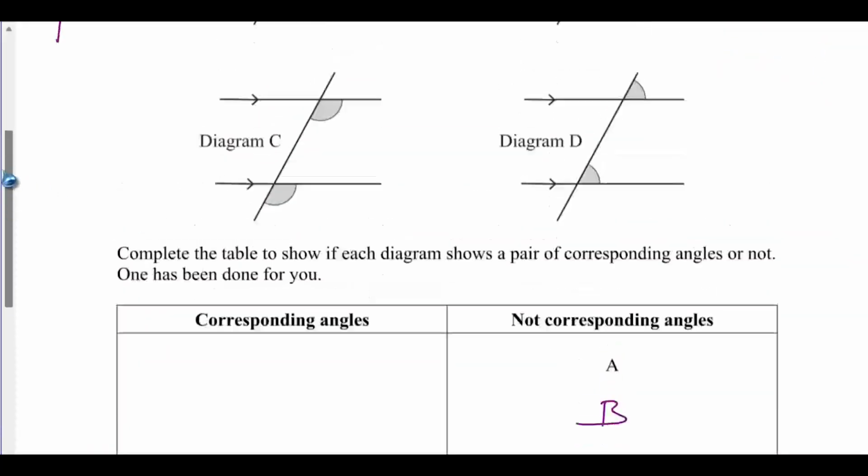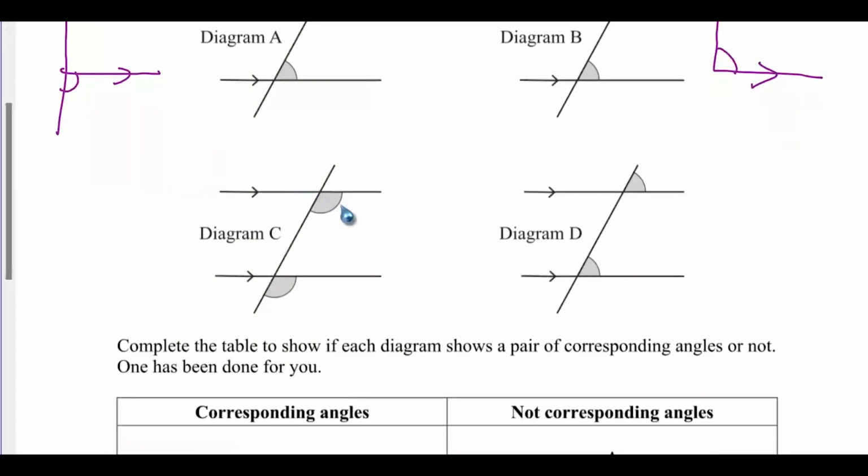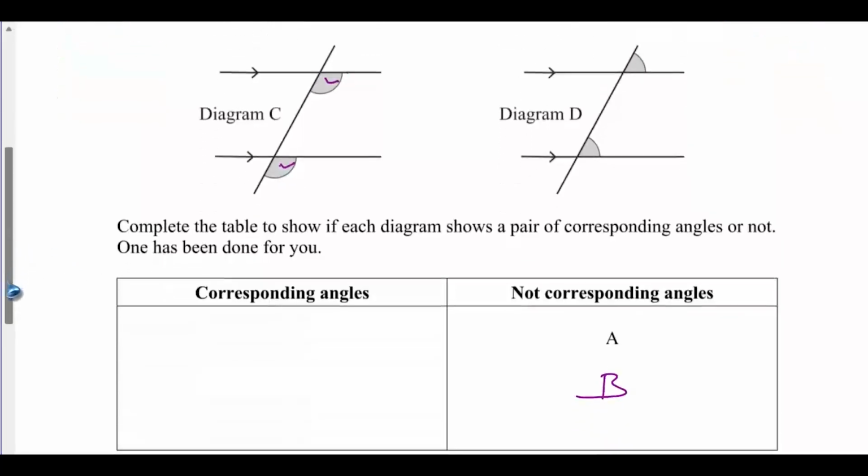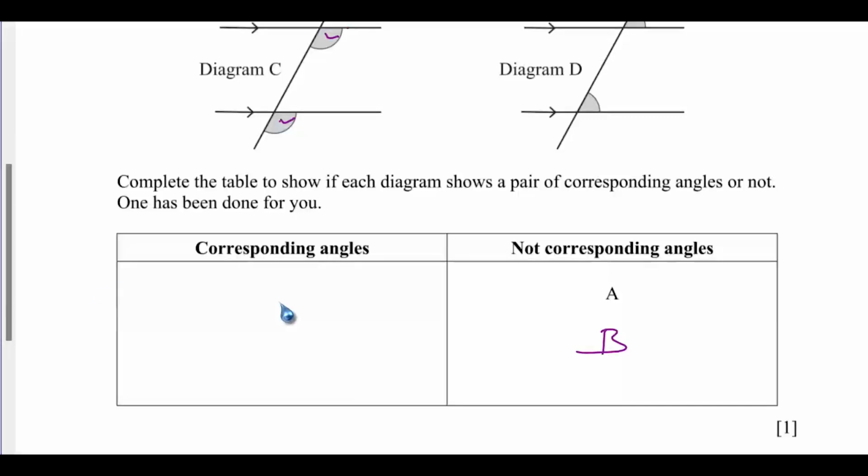So let's look into diagram C. Okay, so this is letter F. If you draw it out like this, down here, you have letter F like this. Okay, so their angles are corresponding angles, or alternatively you can say the angle is here, and it is also at the same position here. So since they are in the same position, that means they are corresponding angles.